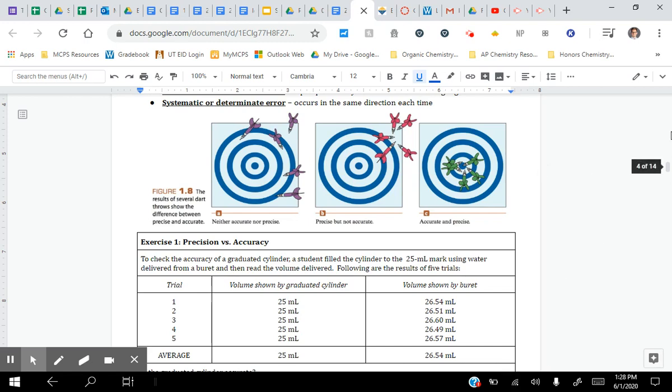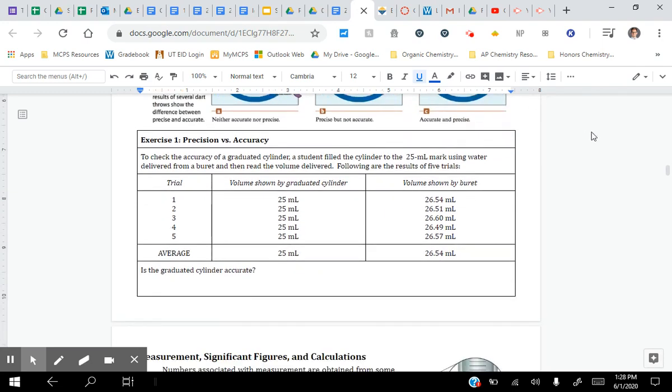If we're looking at our graduated cylinder here in exercise 1, we want to check the accuracy. If we want to check the accuracy of a graduated cylinder, the student filled the cylinder to the 25 ml mark using water delivered from a burette and then read the volume delivered. Following are the results of our 5 trials. So the volume on the graduated cylinder each time said 25 milliliters. But when we look at the volume shown by the burette, we see that the actual average was 26.54 milliliters.